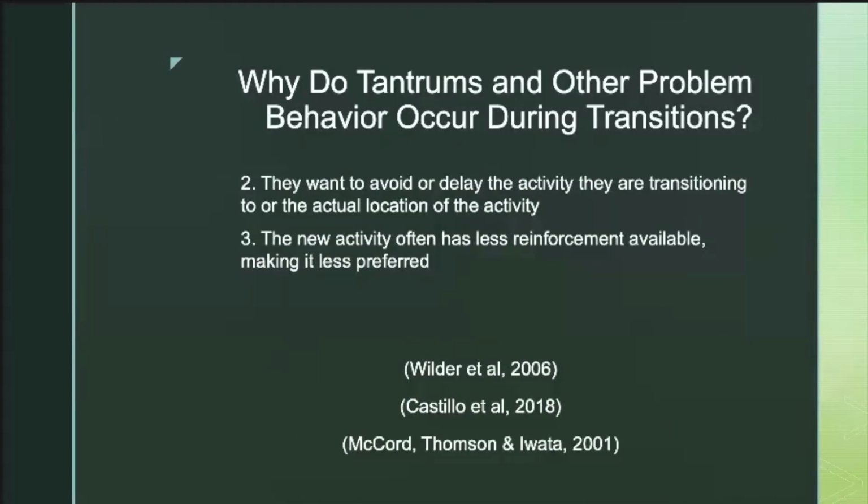A second reason, they want to avoid or delay the activity they are transitioning to or the actual location of the activity. So in the example I just used, they wanted to continue doing arts and crafts because they love arts and crafts, but maybe they're transitioning to a neutral activity, something they don't love or hate, for many students maybe some kind of worksheet or iReady or something like that. But we tell them, okay, we're done with this, and now we're going to transition to this other thing, which is hard, or this other thing that they don't like. Or maybe now they have to move to a different classroom with a different teacher that they don't like.